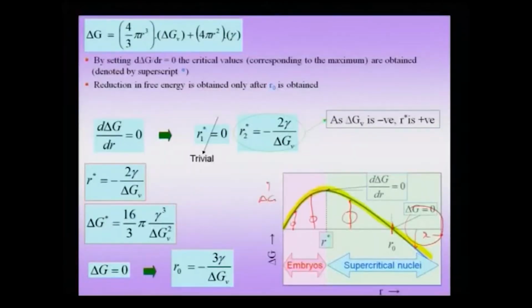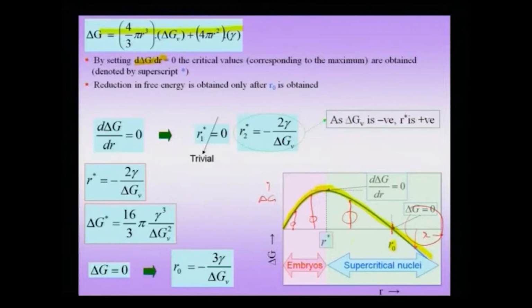Now, there are critical points in this curve, the maxima, and the point r 0 beyond which the curve goes below 0, and we can find these numbers by taking this function delta g, which is shown here, and differentiating it, d delta g by dr. If you set d delta g by dr equal to 0, then I would find this critical value, which is the maxima in the curve, and I can set this function delta g equal to 0, and I can find the value of r 0.